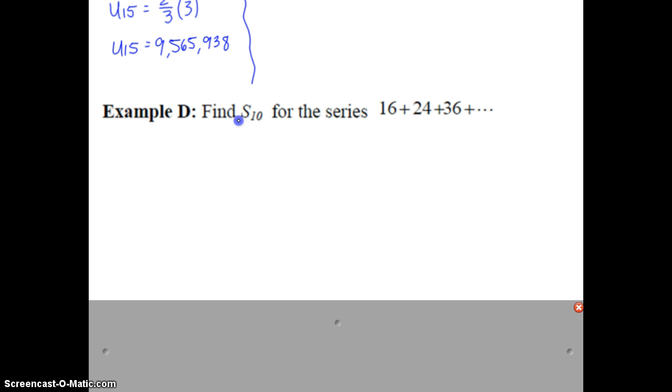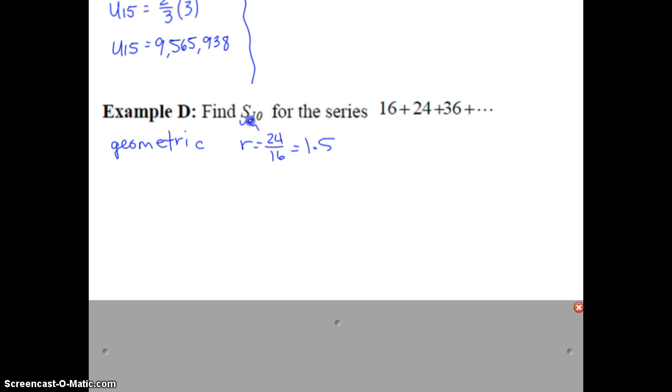Let's go ahead and take a look at another example. The next example is asking us to find S sub 10 given the series that is listed. This is a series because there's an addition sign between each of the numbers. The first thing I'm going to do is identify, is it arithmetic or geometric? 16 to 24 to 36 is definitely going to be a geometric series. To figure out what kind of ratio I have, I can take the second term divided by the previous term, and in this case, I get 1.5.